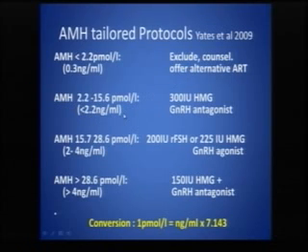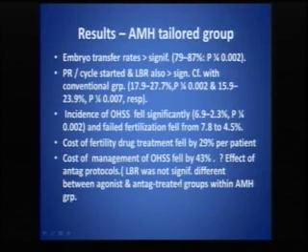Under 2.2 nanograms, the starting dose was 300, and a GnRH antagonist was used because this was going to be a poor responder group. In the normal response group, you could start with 200 recombinant FSH or 225 HMG, and you could go with an agonist cycle. And for the hyper responder group, the dose used would be 150 IU and an antagonist protocol.